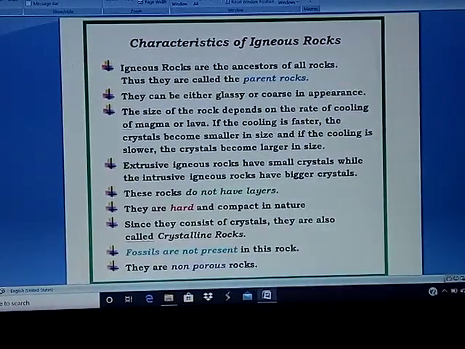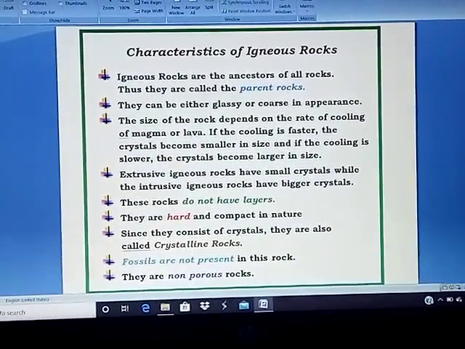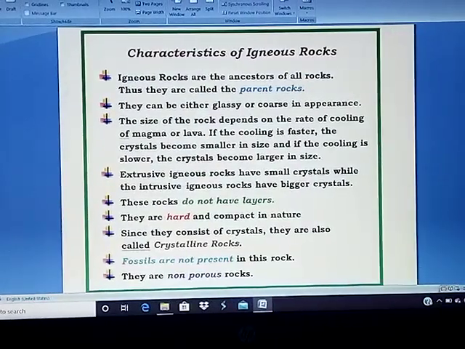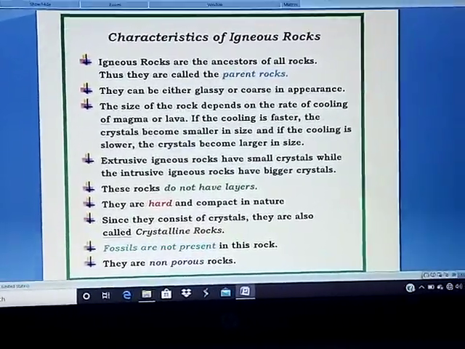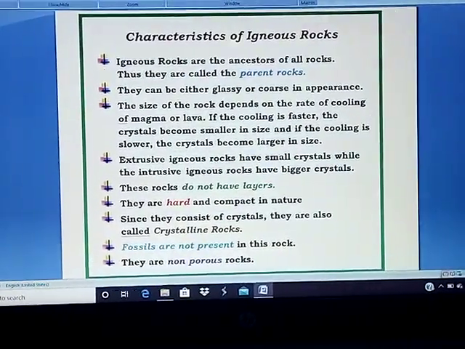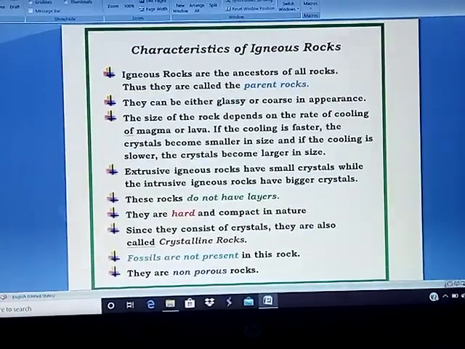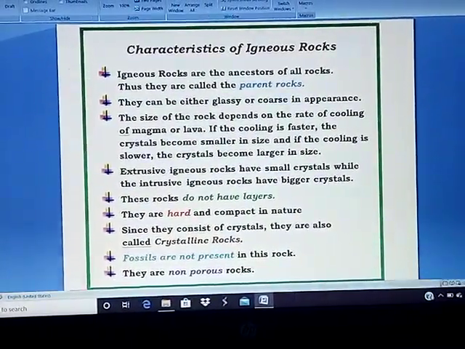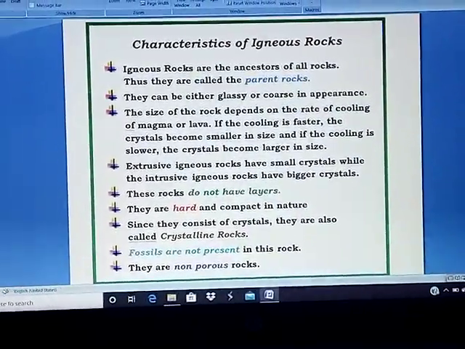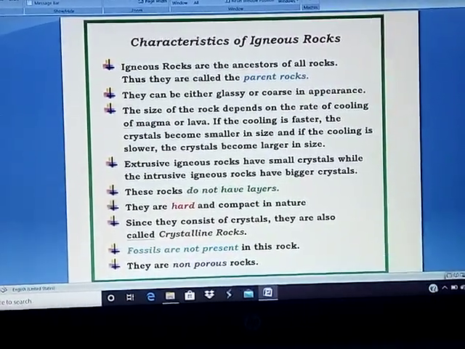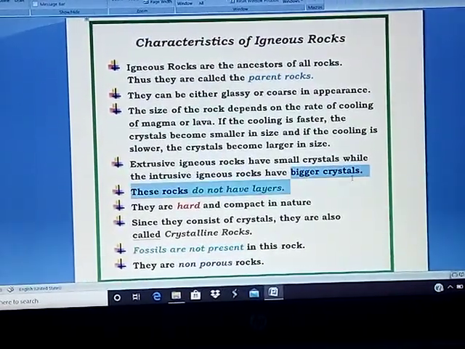If the cooling is faster, the crystals become smaller in size, and if the cooling is slower, the crystals become larger in size. That's what we say, the size of the rock depends on the rate of cooling. Faster cooling, smaller size. Slower cooling, larger size. Extrusive igneous rocks have small crystals because they get cooled faster outside, on the surface. And intrusive, they get cooled inside, they cool slow. That's why they have got bigger type of crystals.